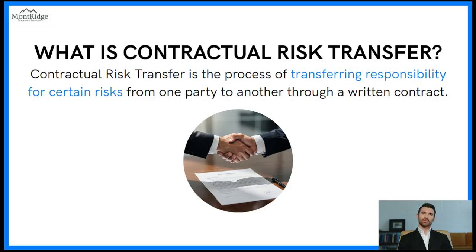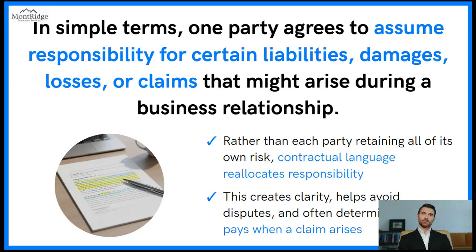What is contractual risk transfer? Contractual risk transfer is the process of transferring responsibility for certain risks from one party to another through a written contract. In simple terms, one party agrees to assume responsibility for certain liabilities, damages, losses, or claims that might arise during a business relationship. Rather than each party retaining all of its own risk, contractual language reallocates responsibility. This creates clarity, helps avoid disputes, and often determines who pays when a claim arises.